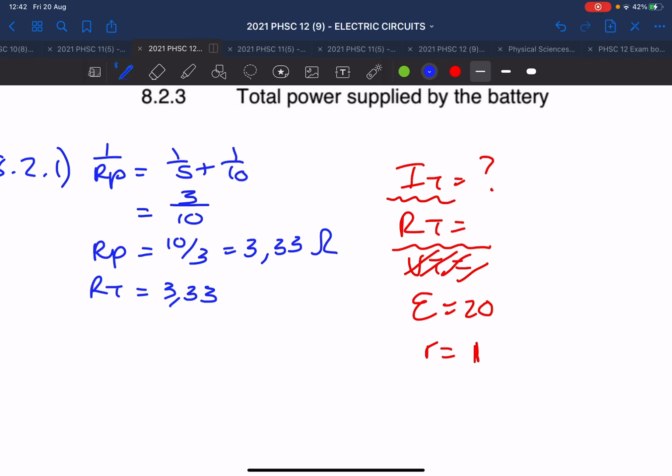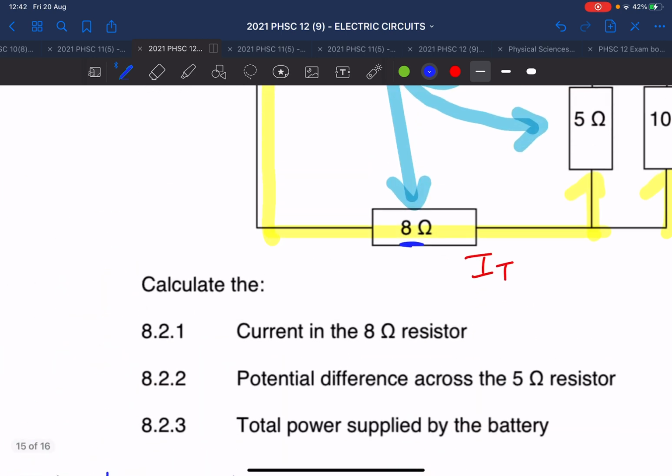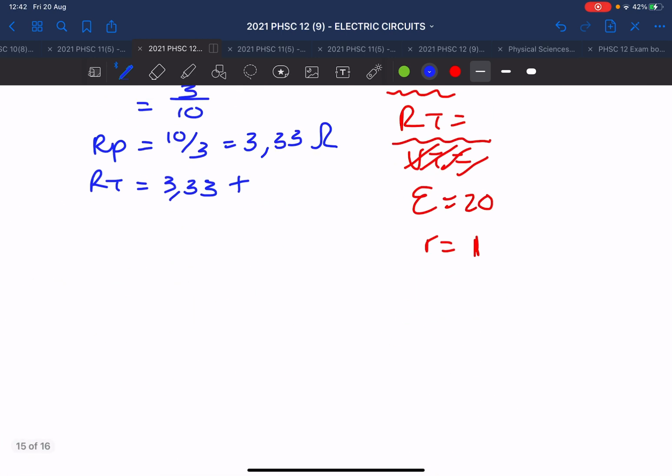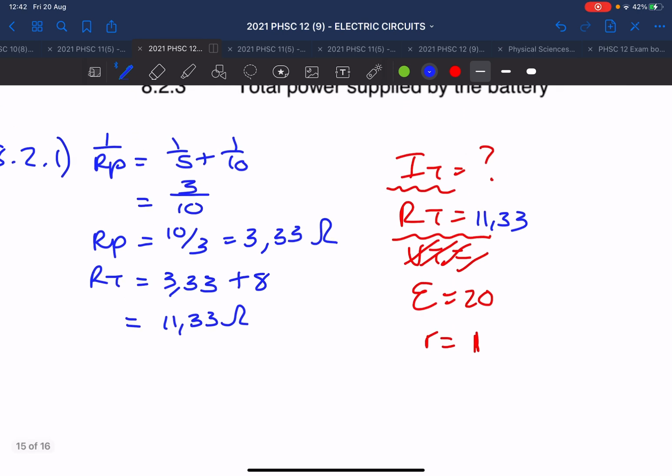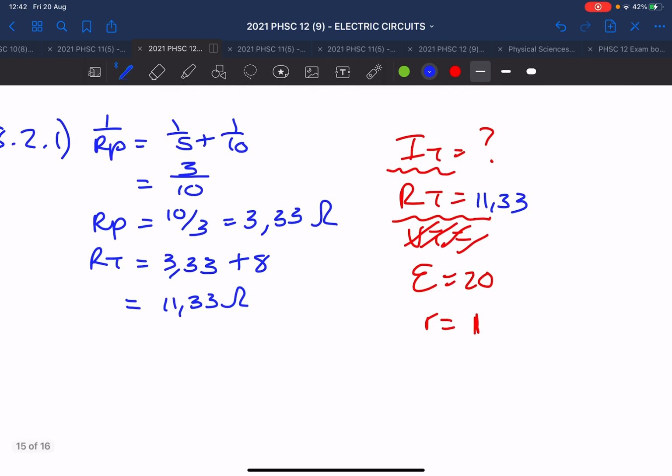External resistance will then be that 3.333 plus that 8 there, which is in series, so plus the 8, and you get 11.33 ohms. Okay. So now, because there's internal resistance, we're going to look at the new formula.